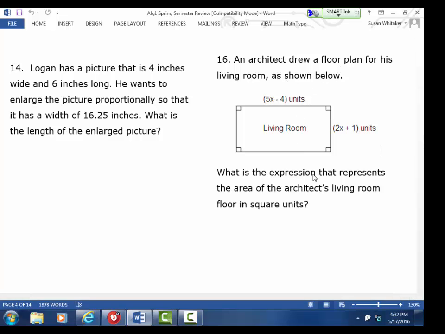Moving on. An architect drew a floor plan for his living room as shown below. What is the expression that represents the area of the architect's living room floor in square units? Okay, so since it's area, we know we multiply the length times the width, so we're going to multiply 5x minus 4 times 2x plus 1.